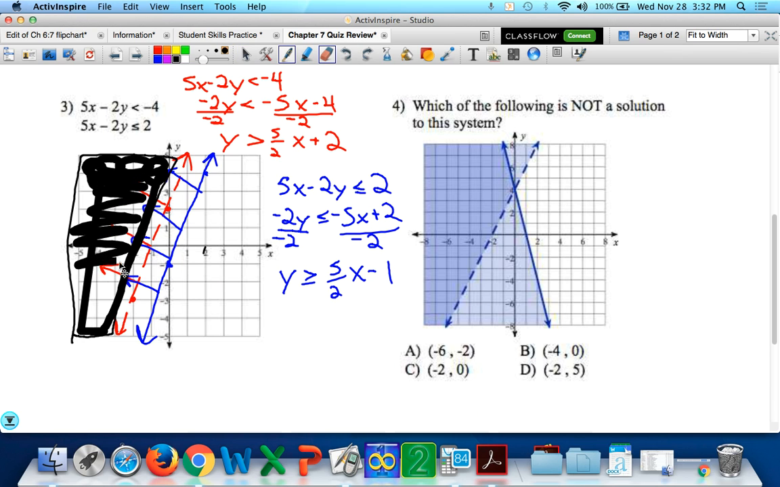There we go, got my shader to work. Everything above that red line was my double shaded region, okay? Because it was above the red and above the blue.